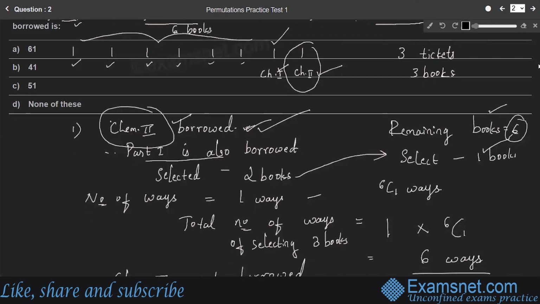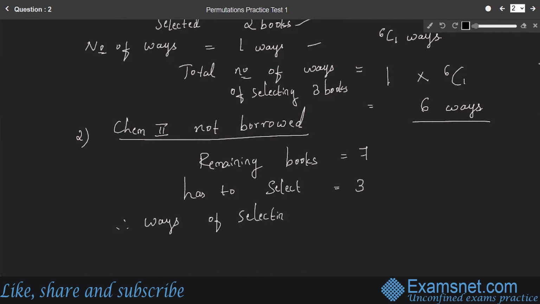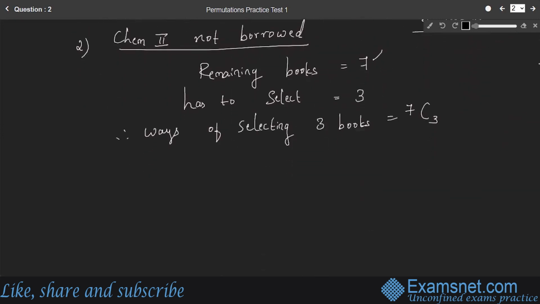Therefore, when part 2 is not borrowed, the remaining books are 7, right? In that, he has to select how many books? 3, right? So he has to select 3 books. Therefore, the number of ways of selecting 3 books out of 7 is equal to 7C3 ways.